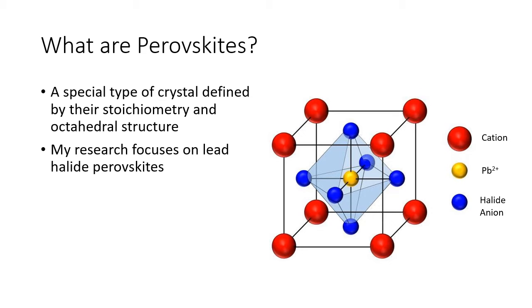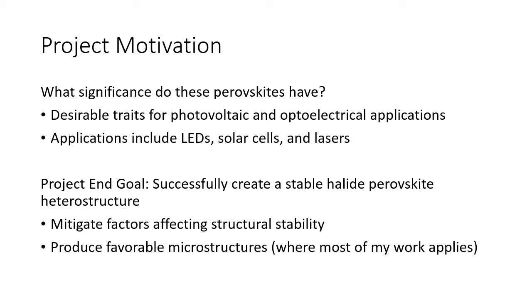Perovskites are a type of material that can be defined by their stoichiometry and their octahedral structure. My research in particular will focus on lead halide perovskites. Our motivation in studying these perovskites is that they have desirable traits for photovoltaic and optical electrical applications. These applications include LEDs, solar cells, and lasers, just to name a few.